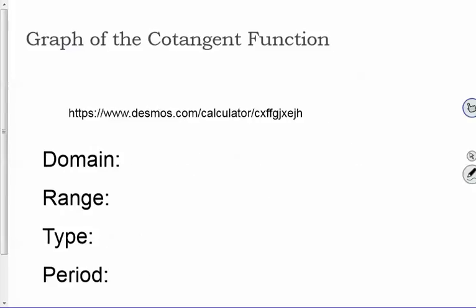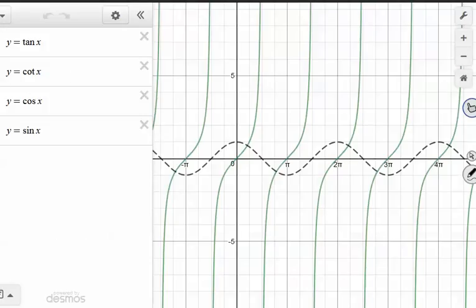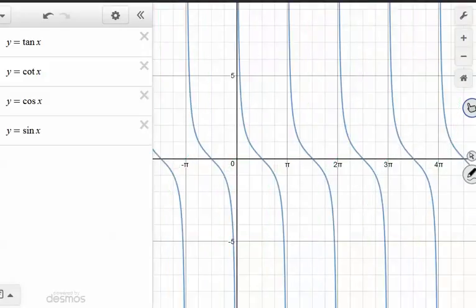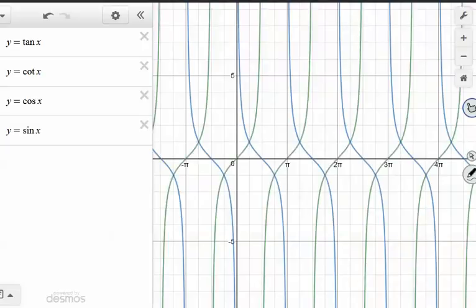Let's take a look at the last one. Let's take a look at the cotangent function, which you know is the inverse of the tangent. Okay, so here's the tangent function. I'm going to just graph the cotangent. Now, if I graph the cotangent, what are some things that you notice about the cotangent function? If I graph the tangent, it looks like they've just been kind of flipped a little bit, right?